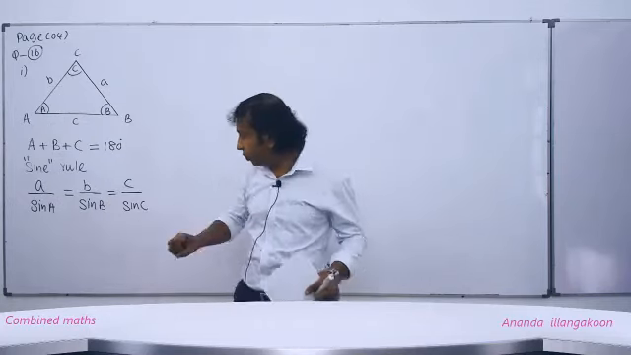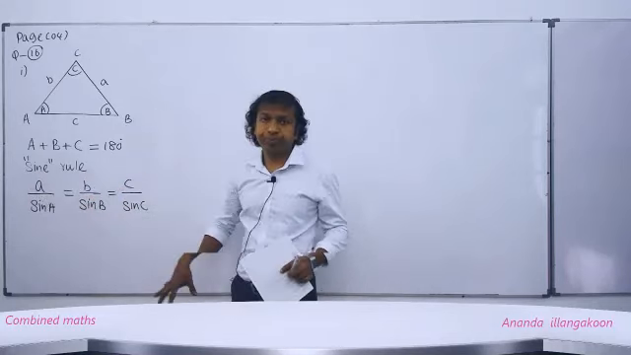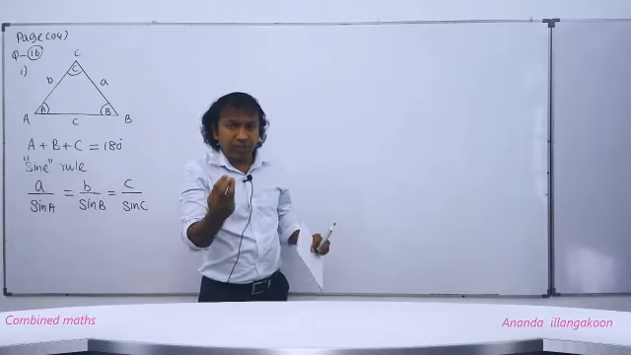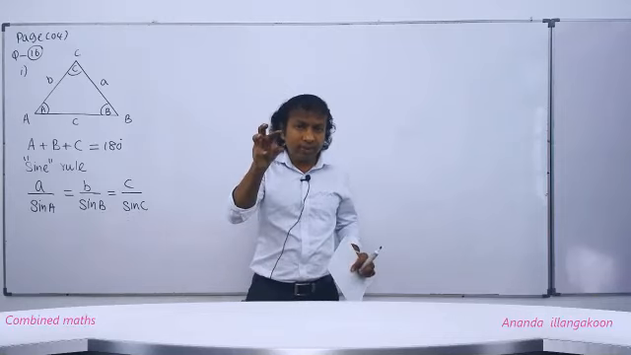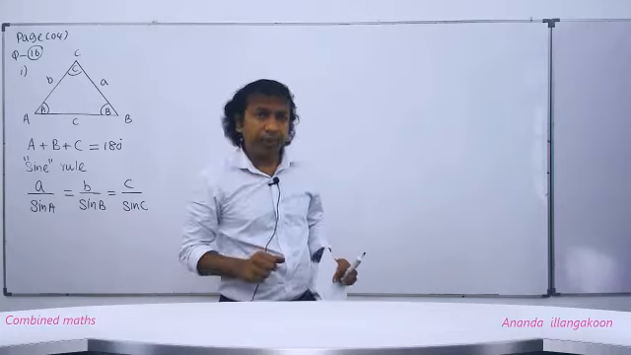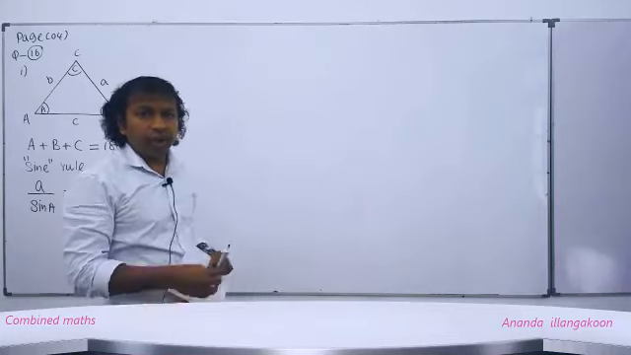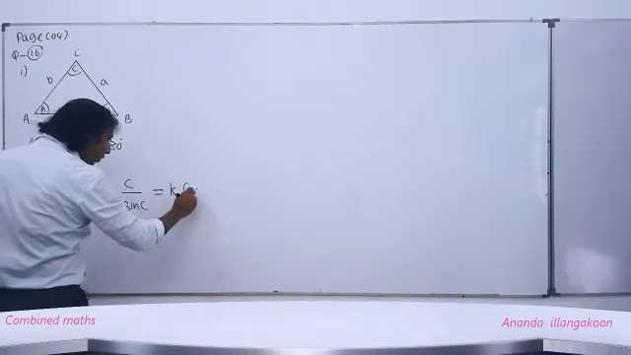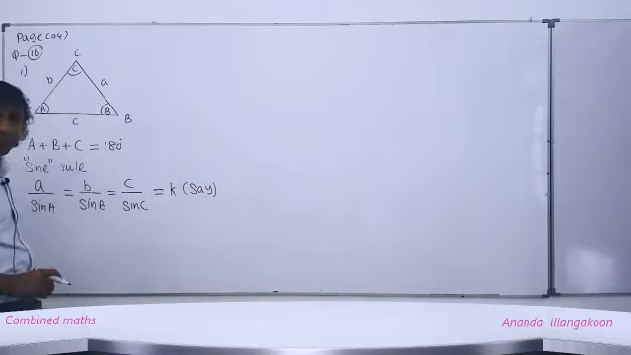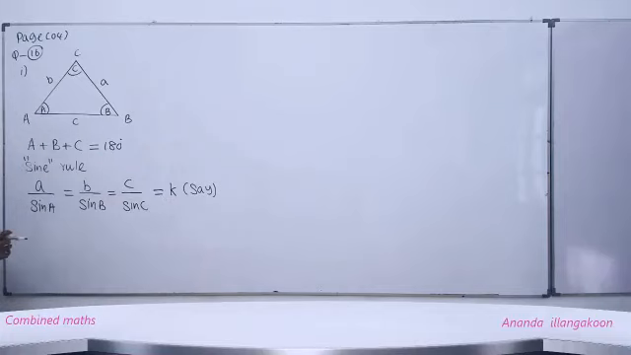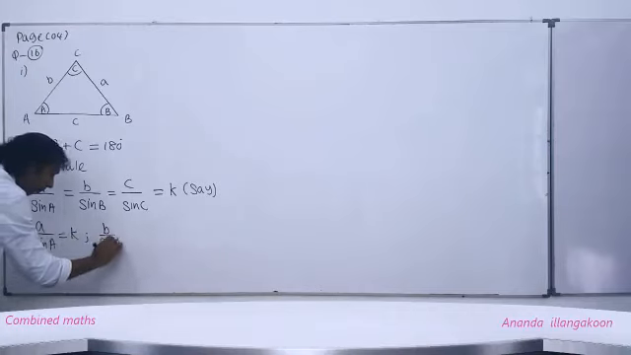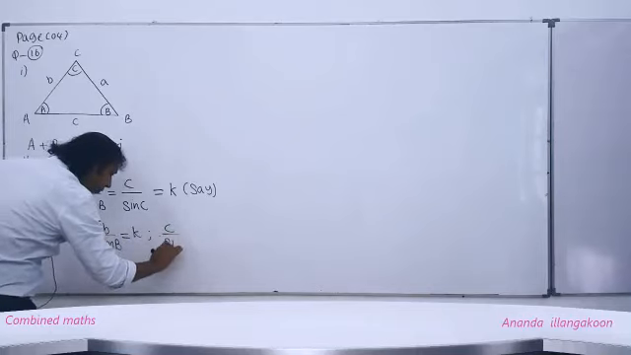Each of these fractions is a ratio, and for each ratio, when we calculate individually, we get the same answer. That is why we could write that these three are equal. That common answer for each fraction, I am going to take as k. Then this ratio is k, this ratio also k, this ratio also k. Now I can write, equating each fraction to k separately: a upon sine A equals k, b upon sine B equals k, c upon sine C also k.